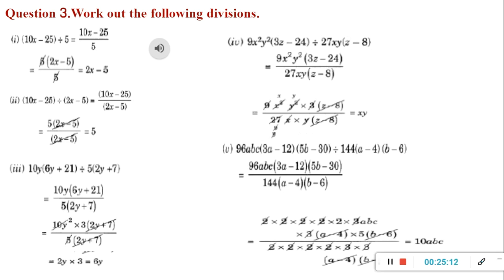Now see, how could we write? 96, you can write the factors, and 144 also you can write there the factors. Now here we will get 96 as 5 times 2 into 3 into ABC. Then 3 we already taken outside, so inside A minus 4 is there, and 5 already taken outside, B minus 6 is inside. Divided by, in denominator, 144 can be written as 4 times 2 and 3 times 2 times 3 into A minus 4 into B minus 6.